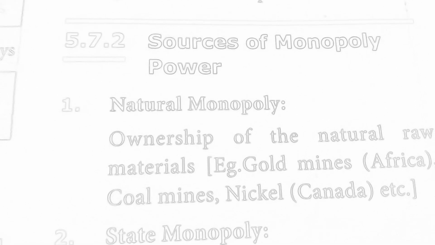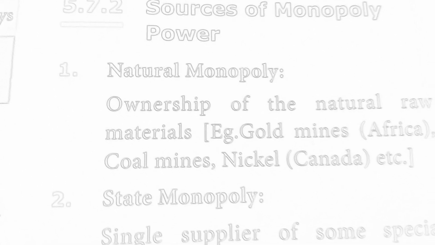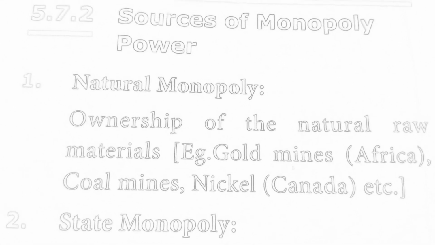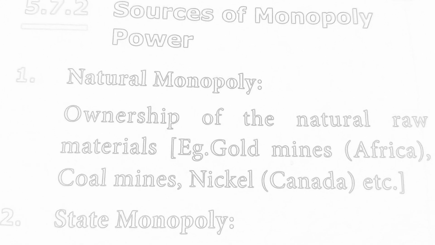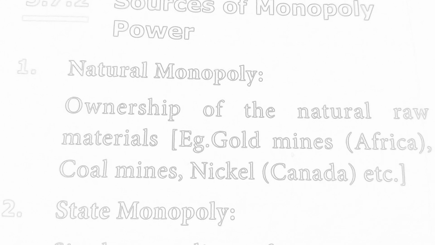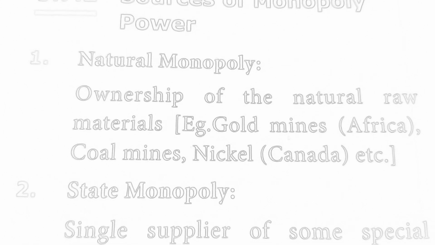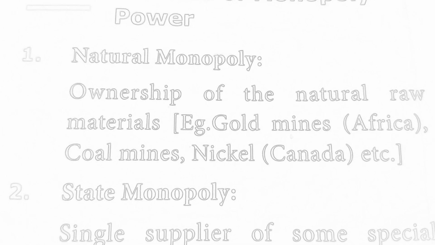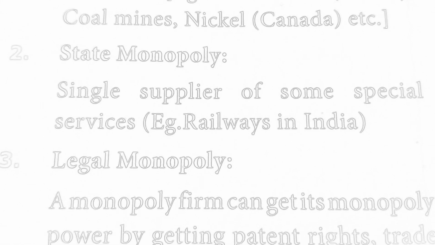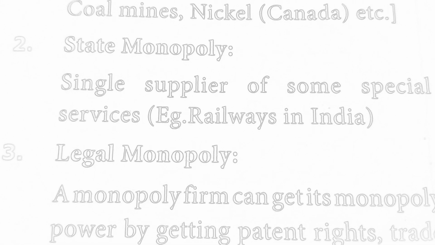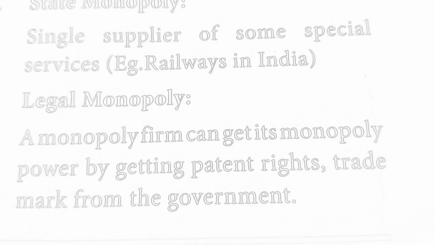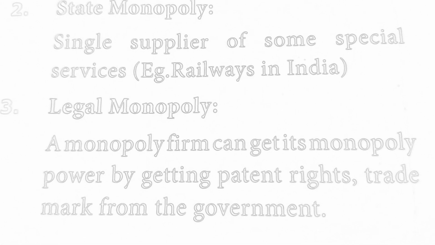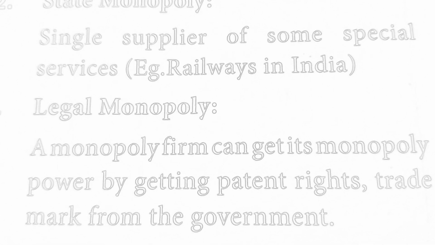Sources of monopoly power. Natural monopoly: ownership of the natural raw materials, for example gold mines in Africa, coal mines in Canada. Natural monopoly means ownership of natural raw materials. State monopoly: single supplier of some special services, for example railways in India. Legal monopoly: a monopoly firm can get its monopoly power by getting patent rights or trademarks from the government.